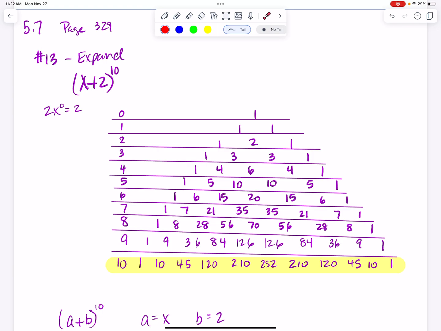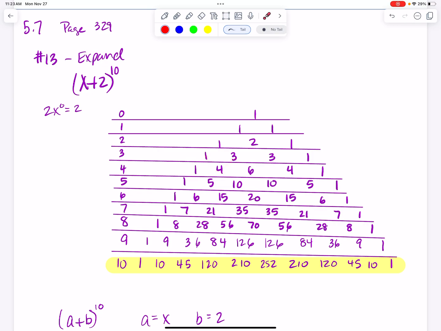We'll go over it again in class tomorrow, but basically you maintain an outside row of ones, and then what you're doing is just adding up the previous row. So 1 plus 1 equals 2. 1 plus 2 equals 3. And then 2 plus 1 equals 3. Maintaining your outside rows of ones, then we just do the same thing.